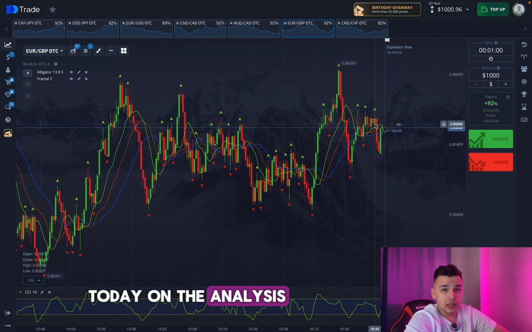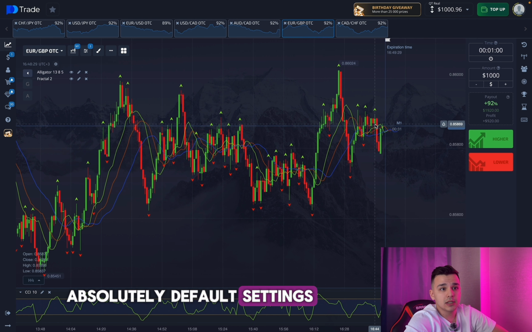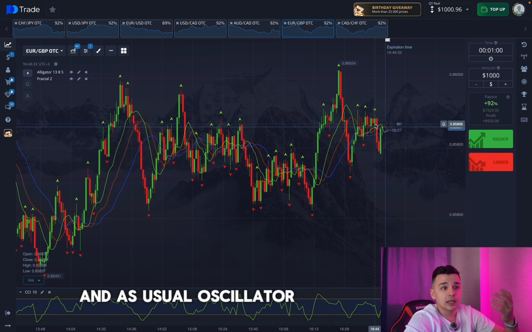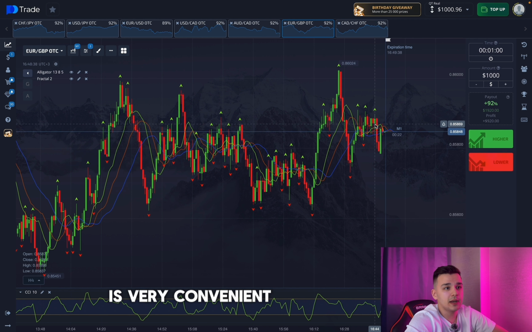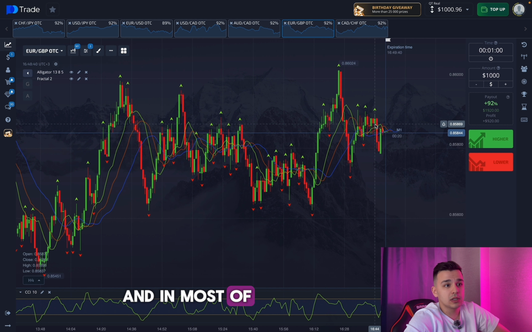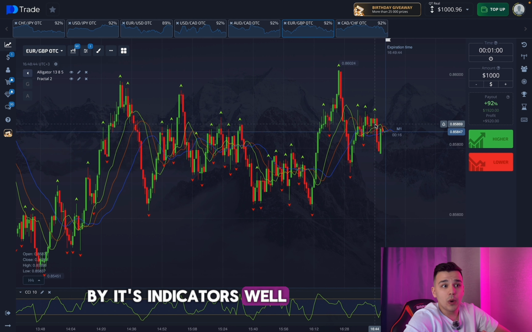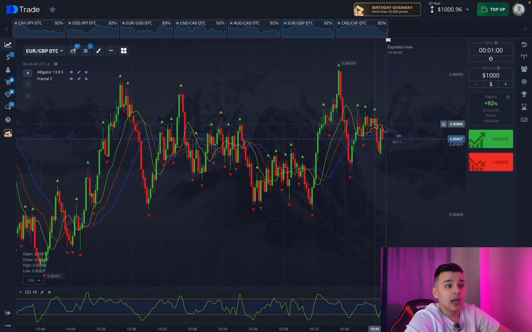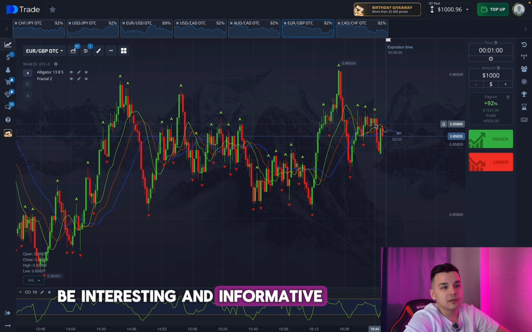Today, the analysis will use the Alligator with absolutely default settings, Fractal with default settings, and as usual, the SSI oscillator with period 10. For me, this oscillator is very convenient, and in most cases I am guided exactly by its indicators. Today we will also watch closely the trend, updating of local highs and lows. In general, I think it will be interesting and informative.